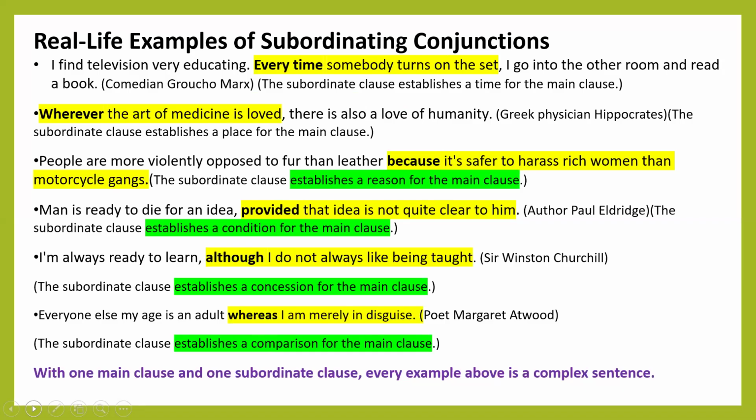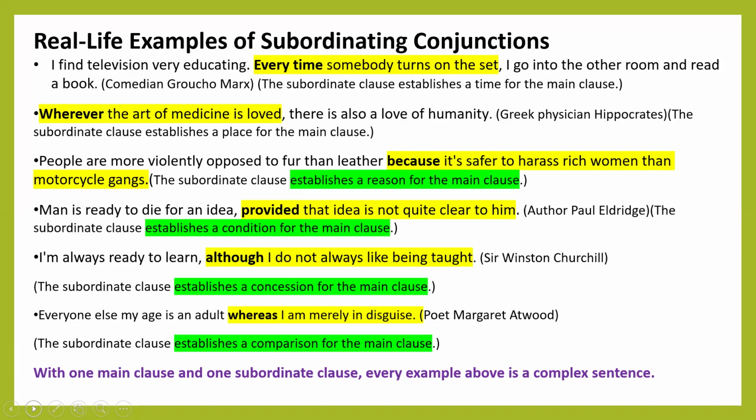Next example: "Wherever the art of medicine is loved, there is a love of humanity." It was a saying of the Greek physician Hippocrates. In this, the subordinate clause establishes a place. "Wherever the art of medicine is loved" is the subordinate clause. "There is a love of humanity" is the main clause.